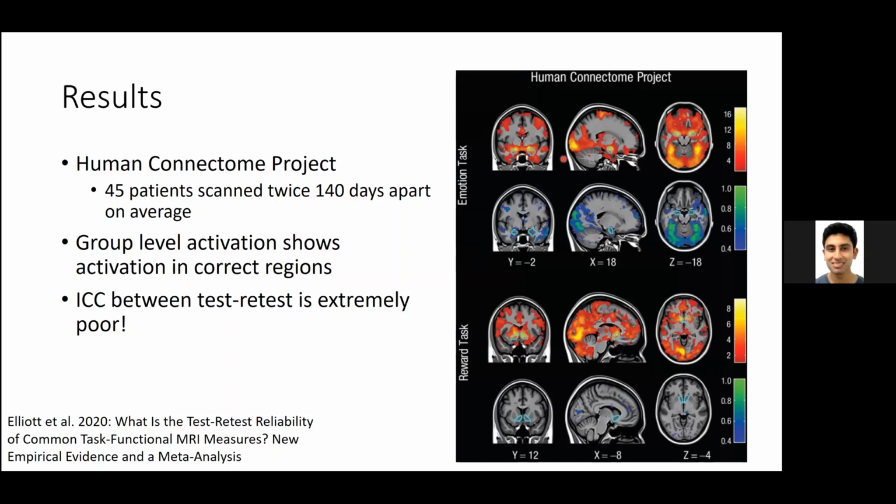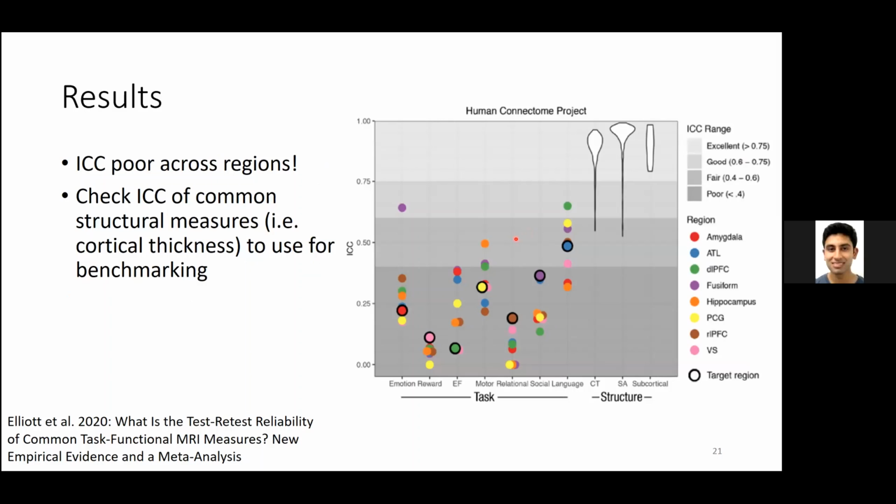What I mean by this is if you look at this figure, you can see that for the emotion task, there's activation, group level activation in the amygdala, which is what we expect. But then if you look at the ICC per patient, the ICC in the amygdala region is below 0.4 because it's not colored on this scale. So extremely poor intra-class correlation coefficient.